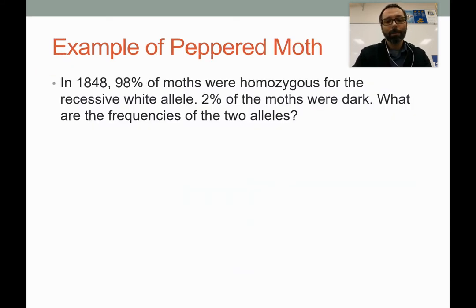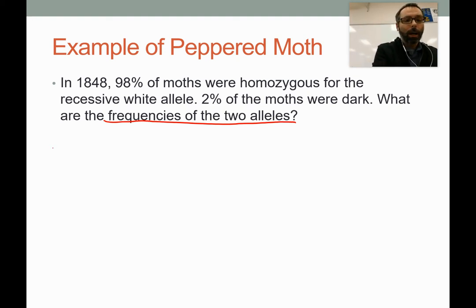Well, the pepper moth is a very famous example. If you remember correctly, in the 1800s there were these moths, and some of them are dark and some of them are light. And in 1848, 98% of the moths were homozygous for the recessive white allele. And these are real numbers from real data that was collected back then. And so we want to know the frequencies of the 2 alleles in the beginning of the story.